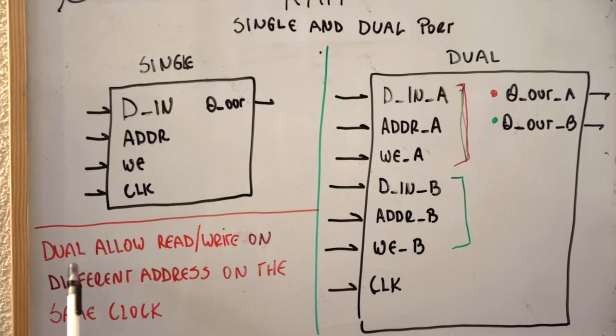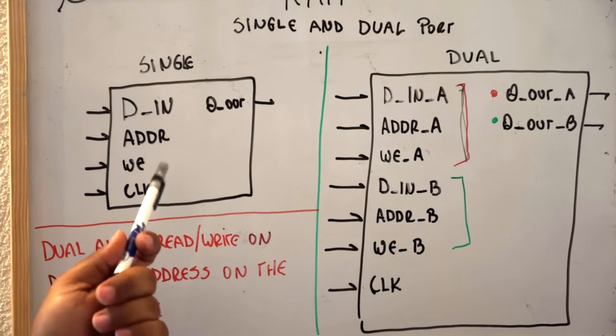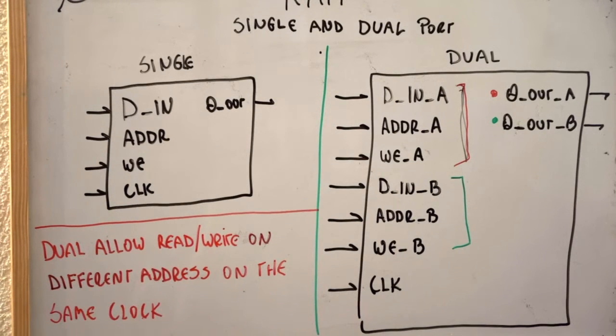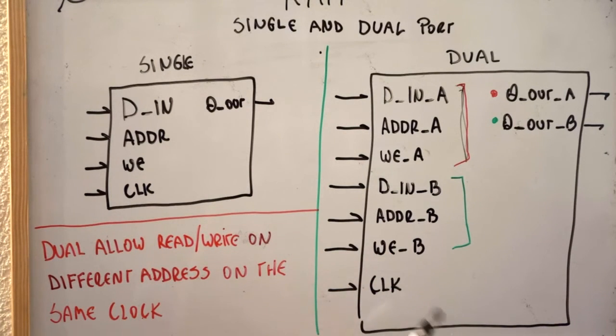The dual port RAM will allow us to read and write on different addresses in the same clock. In the single port case, if you want to read and write two different addresses, you're going to need two clock cycles. We're going to start by creating a single port RAM in Verilog, then we're going to switch and see how we can do a dual port RAM. In the next video, we're going to learn how to use FIFOs, and FIFOs especially use dual port RAMs, as well as video memories and stuff like this.